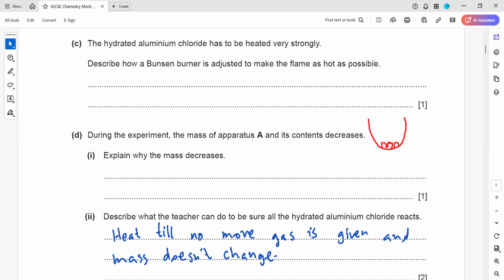Like what we will do, we will supply heat energy, and heat it until the mass does not change. We have hydrated aluminum chloride, we will heat, then we'll reweigh, then we'll supply heat energy and reweigh, and we'll heat until the mass does not change. So heating until constant mass will give the mark here. We are not testing the gas, and hydrogen chloride is colorless, so it's hard to recognize whether a gas is released or not. When a colorless gas is there, it is difficult to identify. That's why we cannot say that.